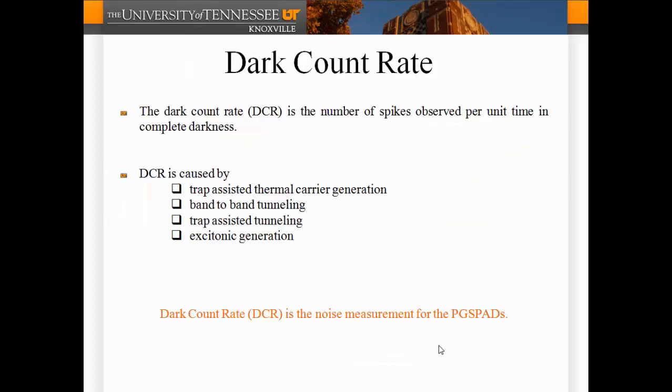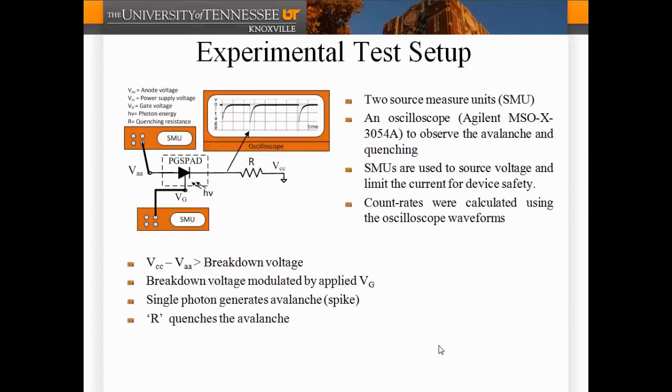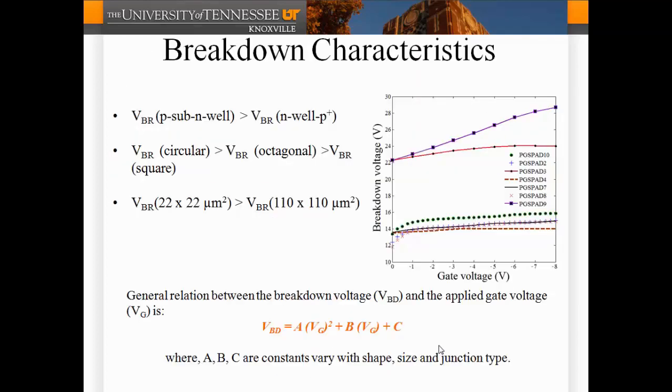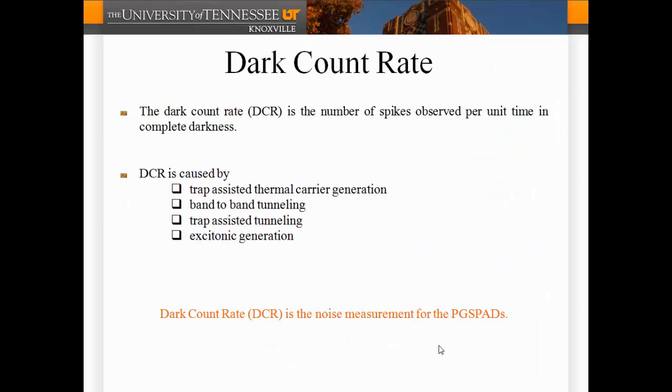Next, we also characterized the device for dark count rate. Dark count rate, as explained earlier, is the phenomenon that occurs when the device is under high bias voltage but under complete dark condition. DCR is caused by trap-assisted thermal carrier generation, which is the predominant case. But it could also be due to band-to-band tunneling and trap-assisted tunneling, as well as excitonic generation.